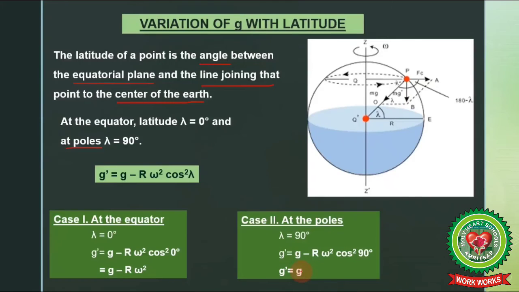Here also we get the same result, that at the poles, the value of acceleration due to gravity is maximum, whereas at the equator, the value of acceleration is comparatively less as compared to the average value of acceleration due to gravity on earth, because we are subtracting some value from the standard value of acceleration due to gravity. So, this is the variation of g with latitude.